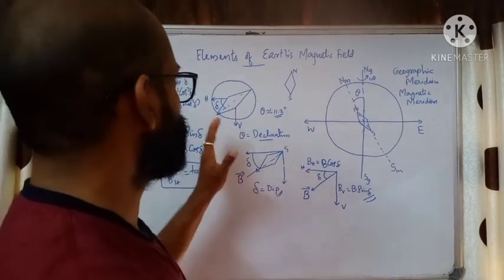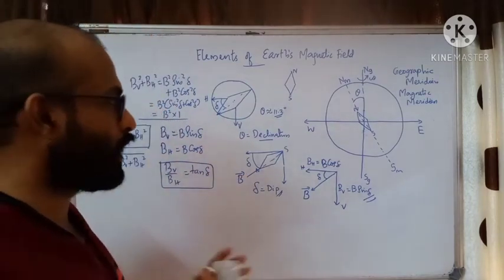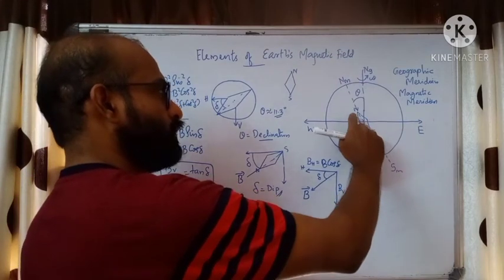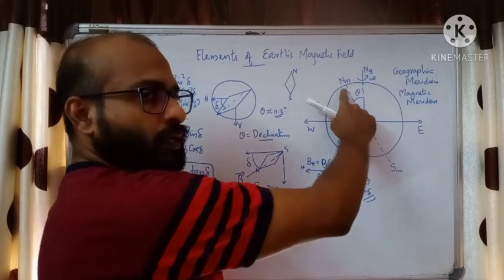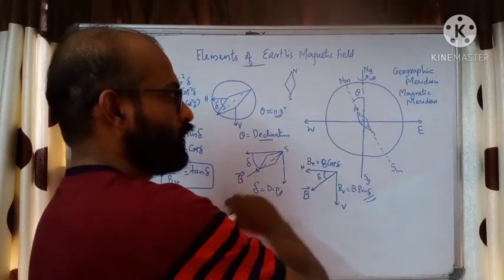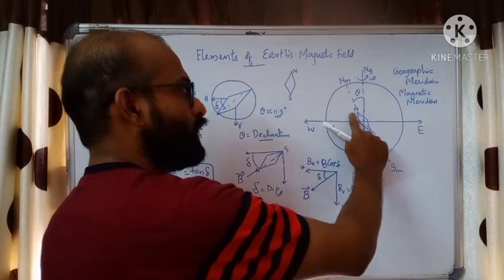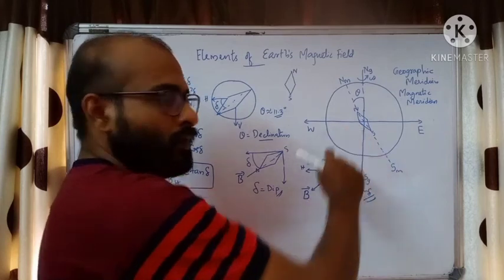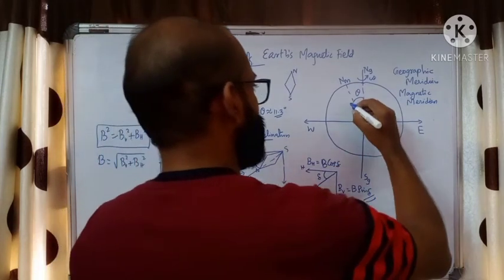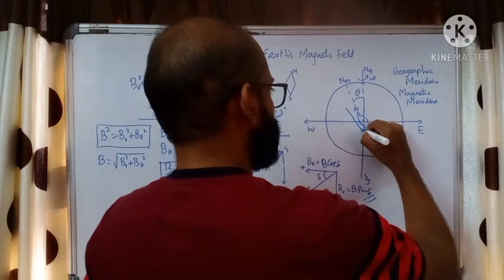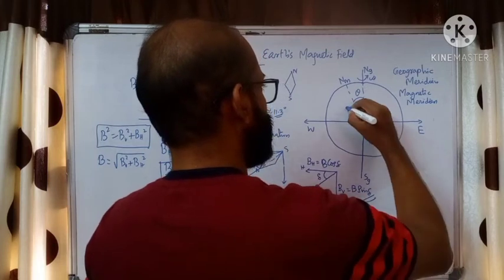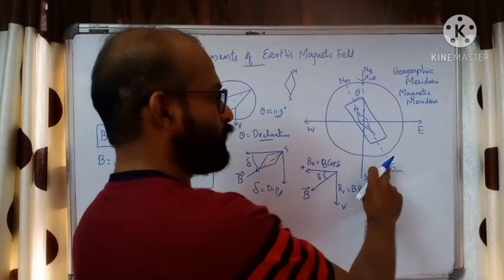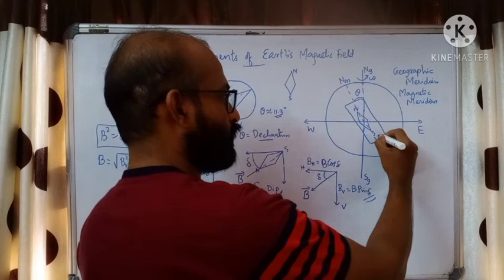So that's about the angles called dip angle as well as declination. Now, one thing you need to remember here: the compass needle is aligning in this direction, north pole towards magnetic north. This is magnetic north, this is magnetic south. The compass needle aligns in this direction because Earth actually has a magnetic field. Now we can assume that Earth is a big bar magnet. We can imagine it like this.